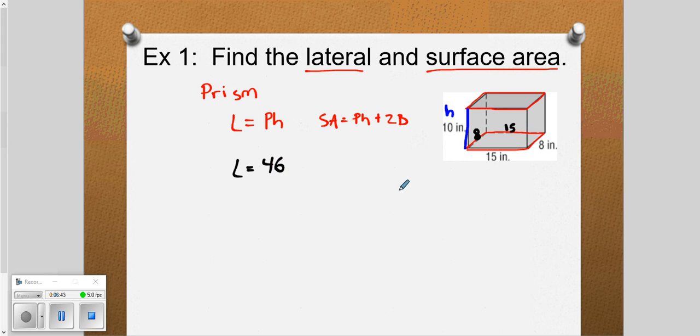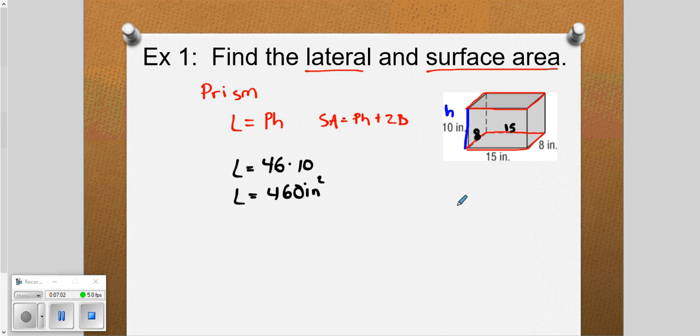And you can write all that out, but I really think you should find the perimeter, stick whatever it is right there. And then times our height, which in this case was 10. Evaluate that, and it will be 460 inches squared.